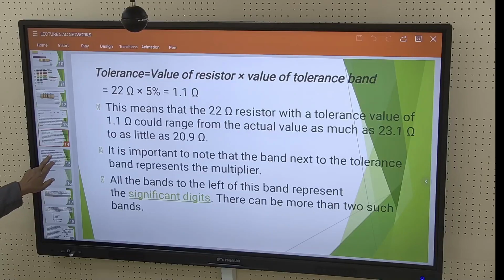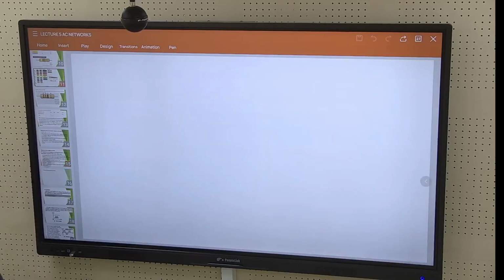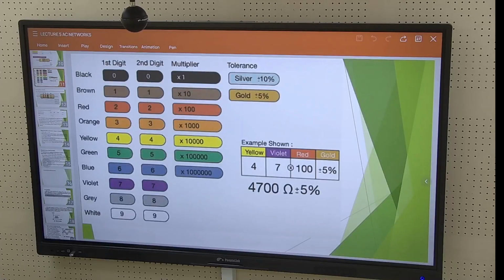Resistance color code example. Determine the resistance of the given resistor with the color sequence: red, green, red, gold. As we know, the first two colors represent the significant digits of the resistance value. Red is 2, green is 5, so 2, 5.